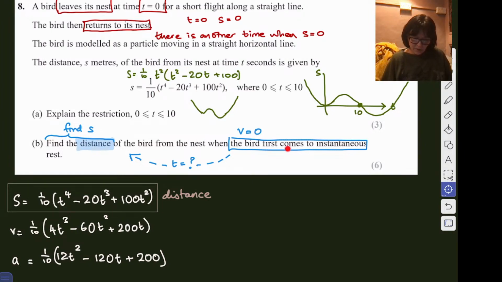When the first bird first comes to instantaneous rest is here. So in order to find that, we need to solve V is 0. In order to solve V is 0, we need to actually differentiate. So you've got the marks for differentiating, then the marks for putting it equal to V equal to 0 and solving that equation to get T. Then you put that T into the S, and then maybe a mark for units. Now it makes sense how many marks it is. So the red bits are where they're hiding the information. In this one, the information was that S is 0 at T is 0, and that S is 0 at another time in the future.